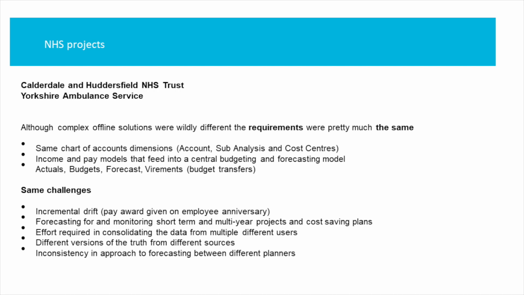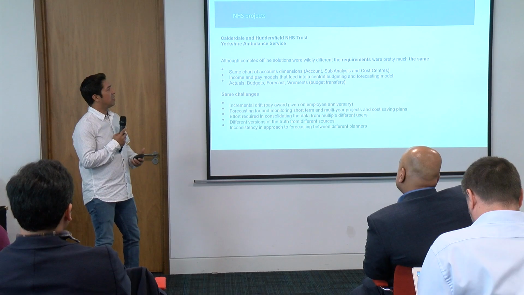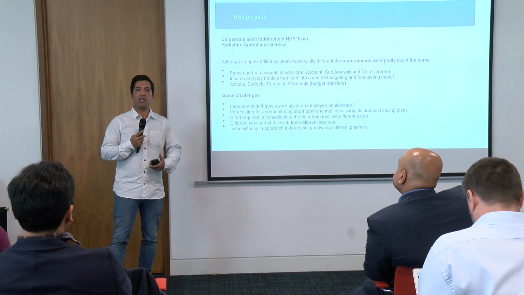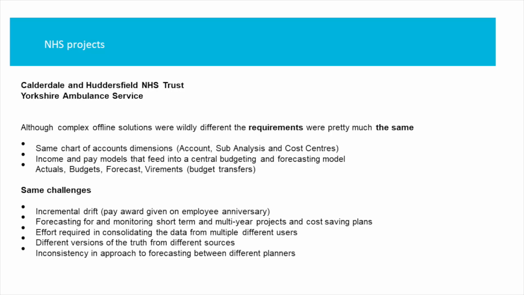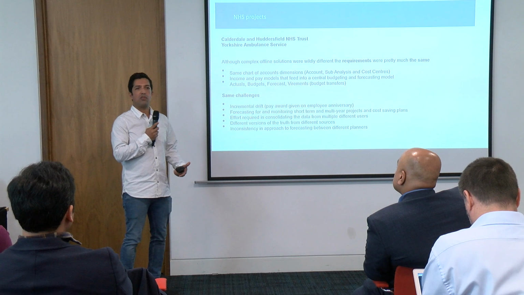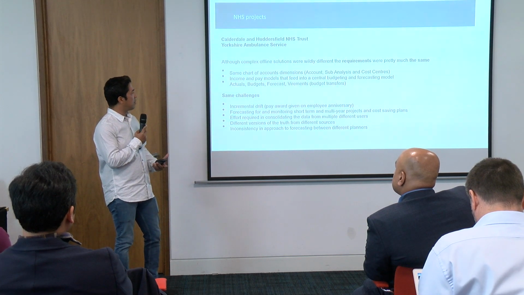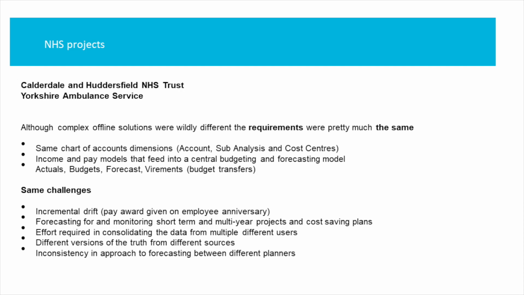Both of those places had requirements that were exactly the same, but they just had different ways of doing it. They had these complex offline spreadsheets that they were working in different ways, but trying to achieve the same thing. And the similarity between them was that they had the same chart of accounts, right? So they've all got account structures, sub-account structures, cost center structures, and the rest of it was pretty much the same. And they all needed income and pay models that fed into a central forecasting and budgeting model.